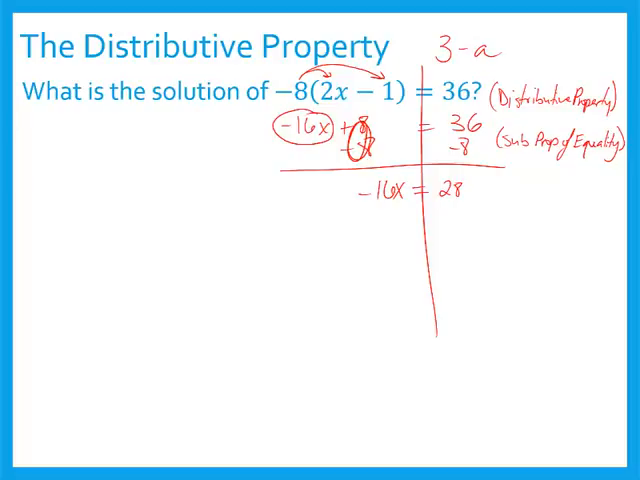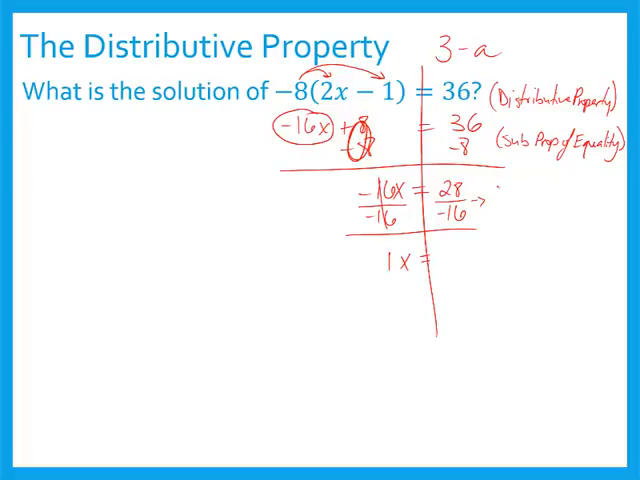So we need to get x by itself. We have negative 16 times x. The inverse of multiplication is division, so we need to divide both sides by negative 16. Negative 16 over negative 16 reduces to 1, so 1x equals. Now, 28 over negative 16 does not reduce to a whole number, so we need to reduce the fraction.